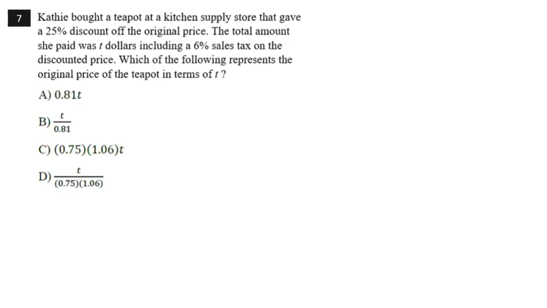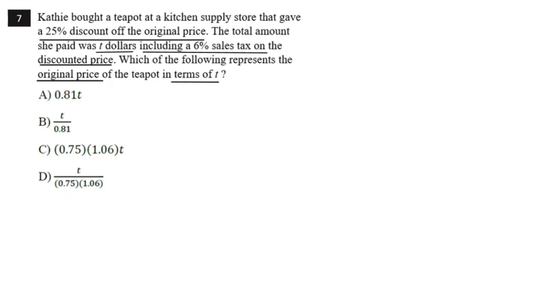Problem 7. Kathy bought a teapot at a kitchen supply store that gave a 25% discount of the original price. So if she's getting a 25% discount, it means she'll be paying 75%. The total amount she paid was T dollars, including a 6% sales tax on the discounted price. Okay, so she's getting a discount, and when she pays, she gets a 6% sales tax on that price. Which of the following represents the original price of the teapot in terms of T?